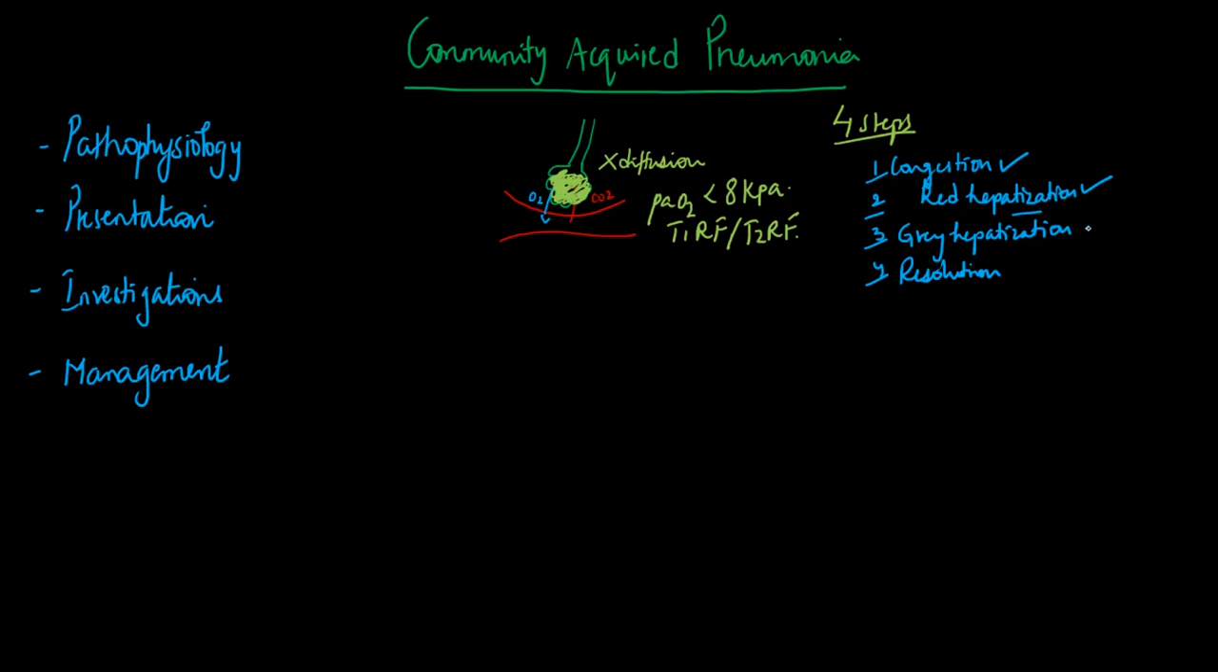Moving on to grey hepatization, which is phase 3. This happens between days 4 to 8, and the lung still remains solid and starts to look like grey liver, hence the term grey hepatization. The alveolus at this point is also full of neutrophils, and the patient coughs up purulent sputum and continues to be out of breath.